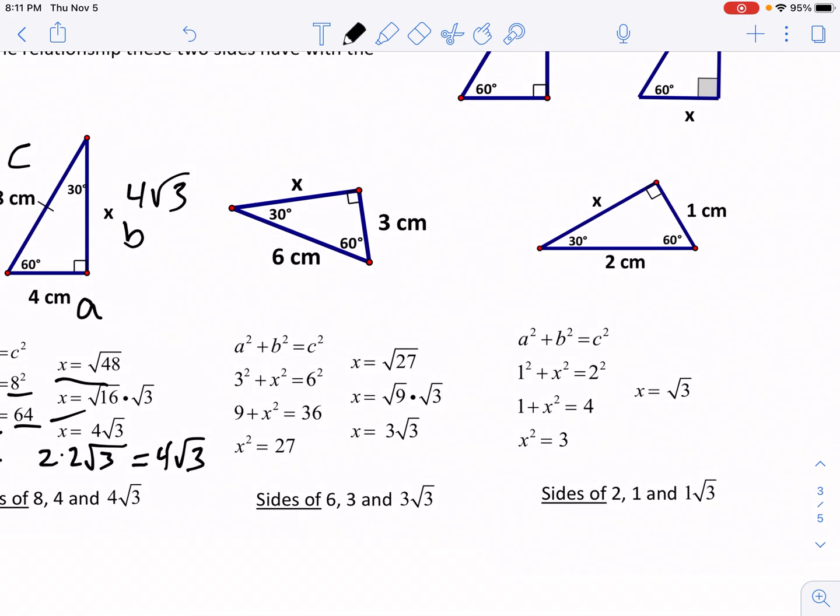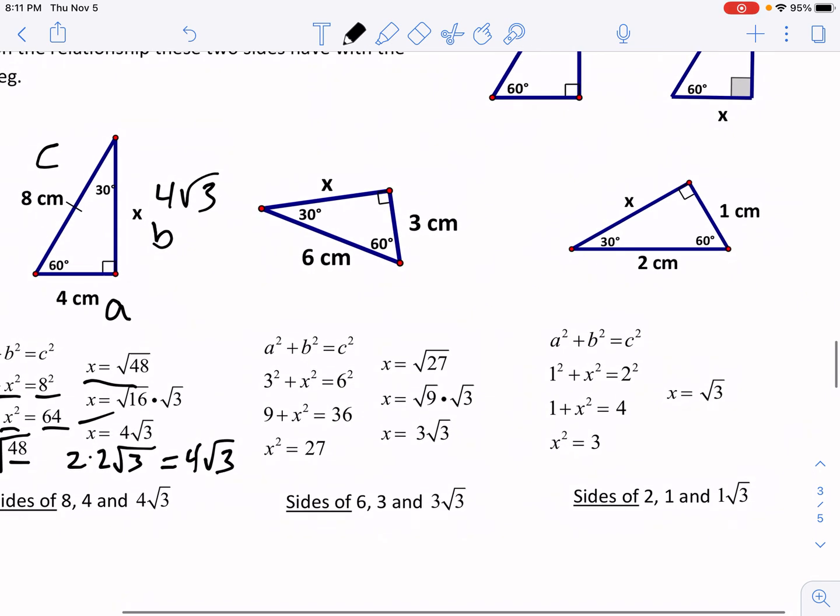Maybe we don't have to go through all 3 of these to get the idea. Let's try one more. Okay? So in this example here, again, I could call this A, B, and C here. So plugging that in, we'd have 3 squared plus x squared equals 6 squared. Okay? Well, what's 3 squared? 9. Then we have x squared, 6 squared, which is 36.